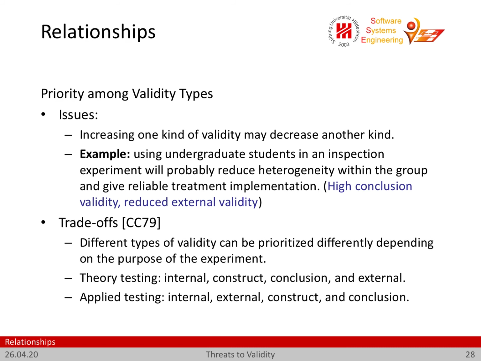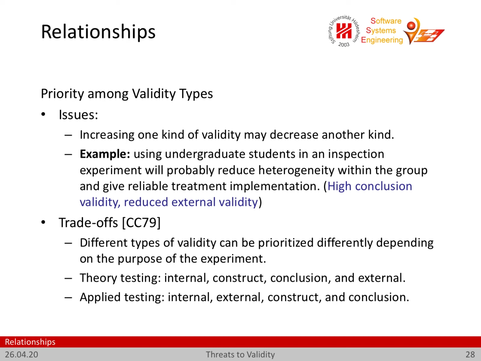As a result, we need to do trade-offs. We may have different types of validity that can be prioritized differently depending on the purpose of the experiment. For example, for theory testing, we have internal, construct, conclusion, and external validity. This would then be probably the order of priority, while if we want to do testing for applications, then it's more like internal, external, construct, and conclusion.